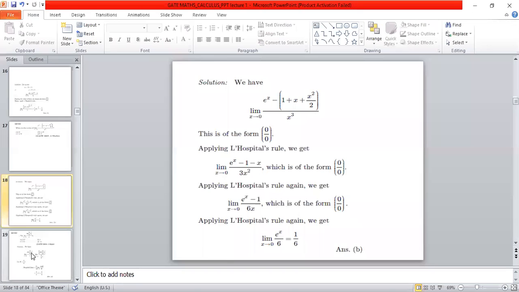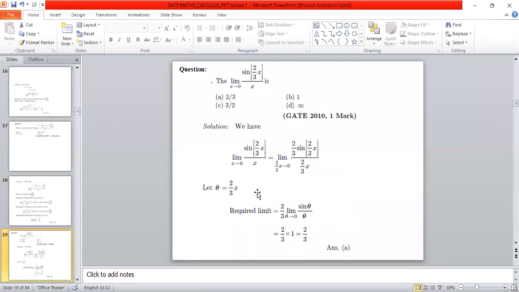Good. We'll move ahead. Next question. Limit x tends to 0 sine 2/3 x upon x. Again, it is similar to the previous one. We have to write it in sine theta by theta form. Theta is 2/3 x, so in the denominator there should be 2/3 x. So we divide and multiply by 2/3. That 2/3 will come outside, and limit sine theta by theta as x tends to 0 will be 1. So the correct answer is 2/3.